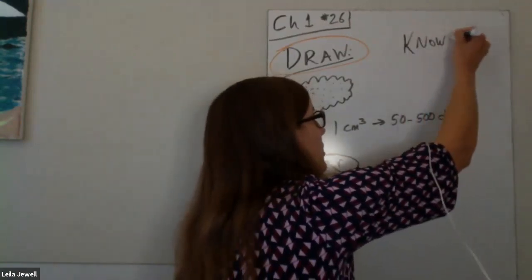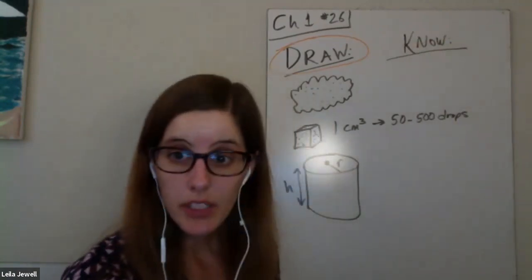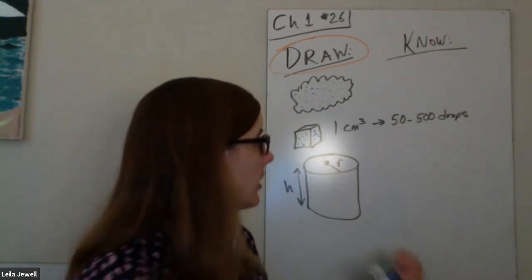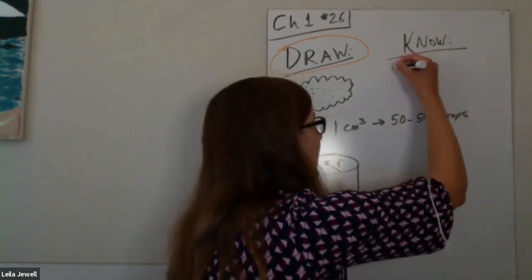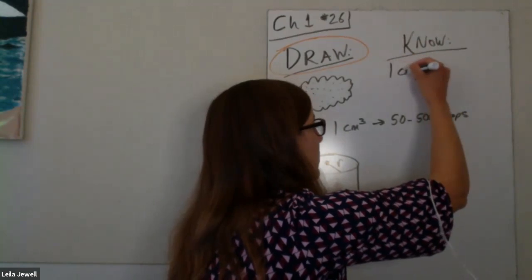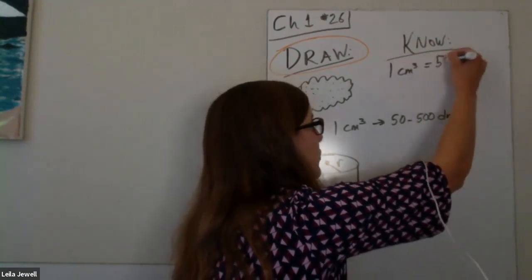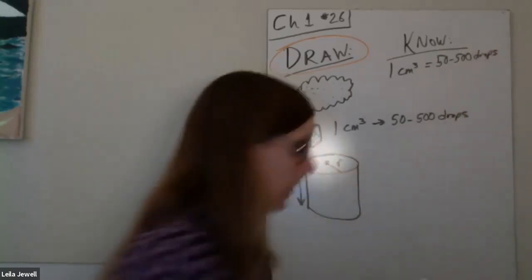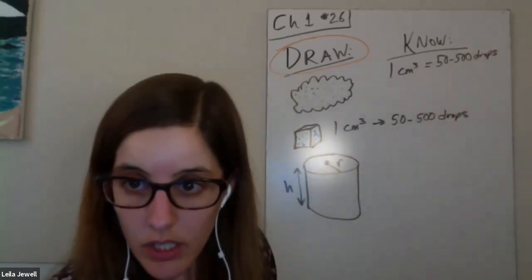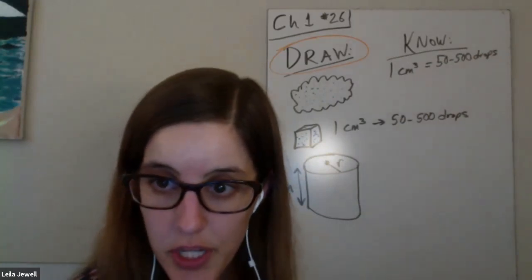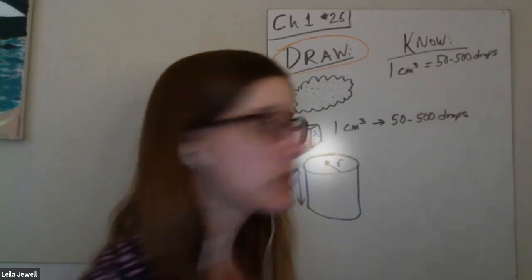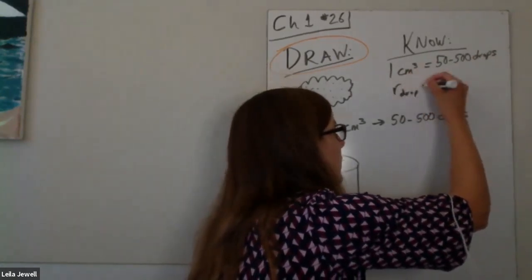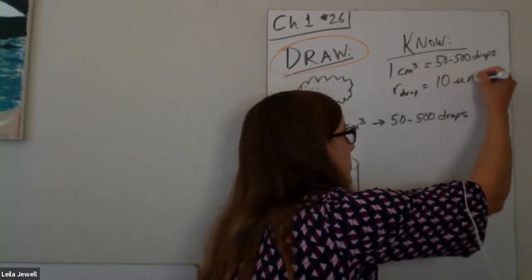Basically, all the things that the problem tells us, because it packs a lot in there. One of them is this 1 cubic centimeter is 50 to 500 drops. And that we can even write as a conversion factor. 1 cubic centimeter is equal to 50 to 500 drops. Okay, cool. But it also mentions this typical radius of 10 micrometers. So that's the radius of a drop. It's 10 micrometers.